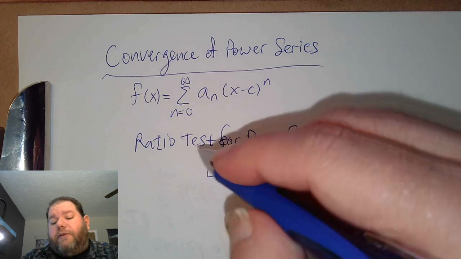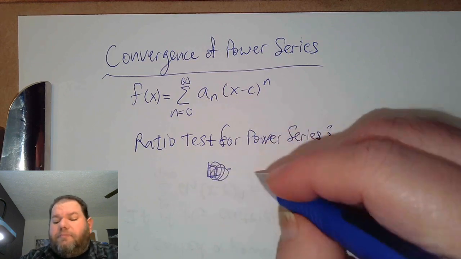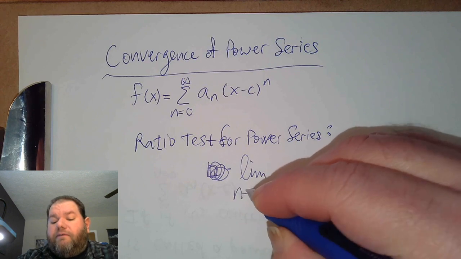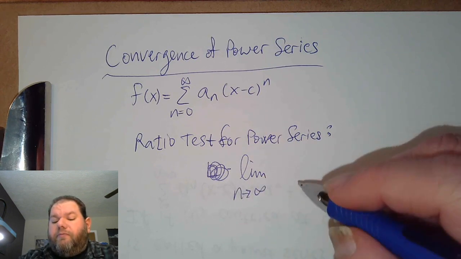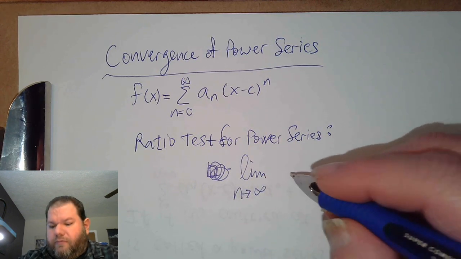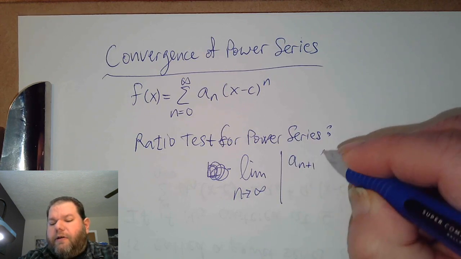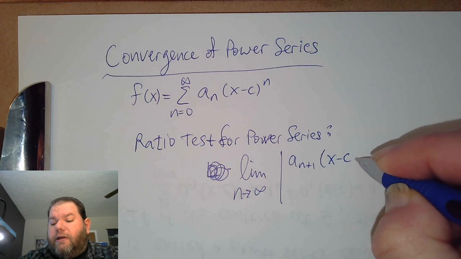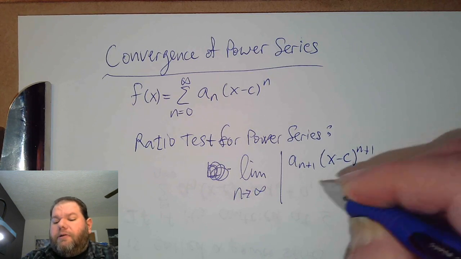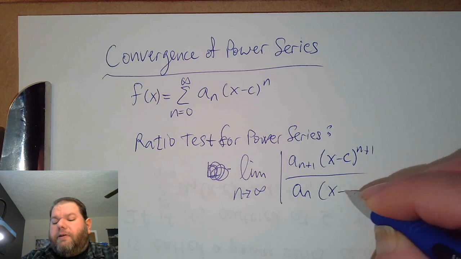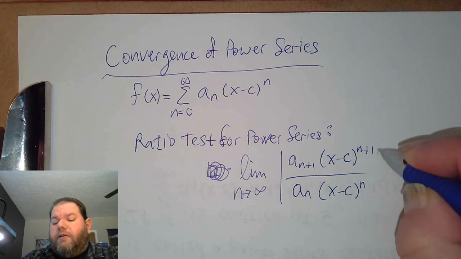No, we don't use L'Hôpital's this time. I'm sorry. We take the limit as n goes to infinity of the absolute value of a sub n plus 1 times x minus c to the n plus 1 over a sub n over x minus c to the n.